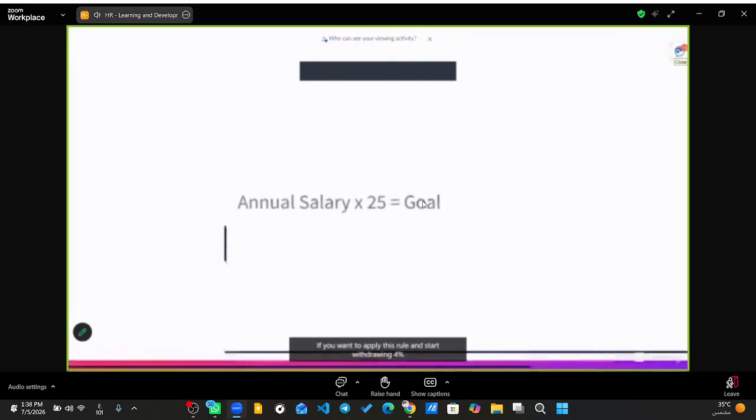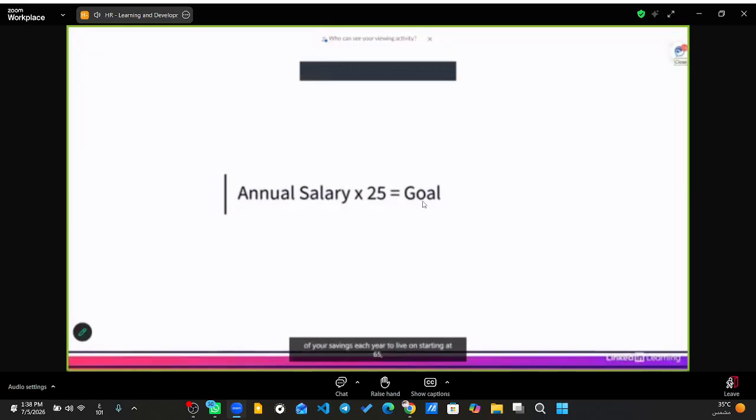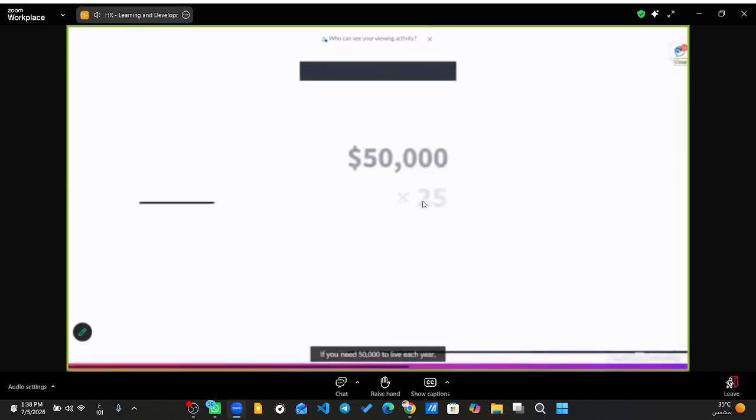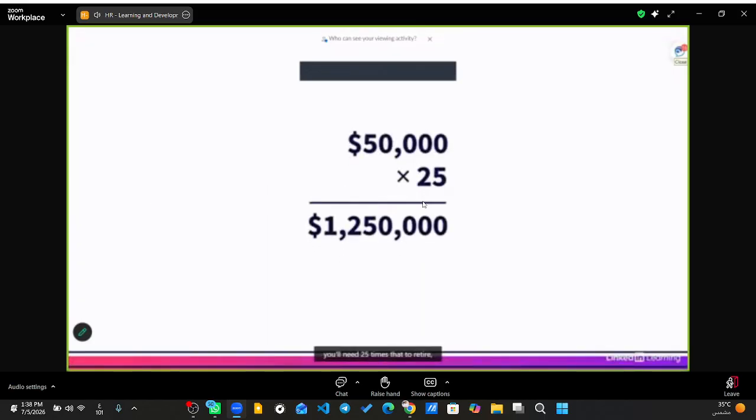If you want to apply this rule and start withdrawing 4% of your savings each year to live on starting at 65, that means you'll need 25 times your annual expenses. If you need $50,000 to live each year, you'll need 25 times that to retire, so you should have at least $1.25 million.